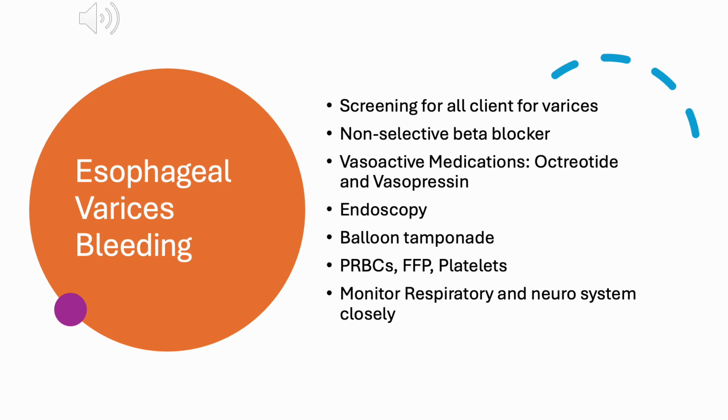They'll need blood products like packed red blood cells, FFP, fresh frozen plasma, has all the clotting factors. So it's a good blood product to give in people with cirrhosis, because their blood clotting factors are going to be low as it is. And then platelets. Monitor the respiratory and the neurological system.